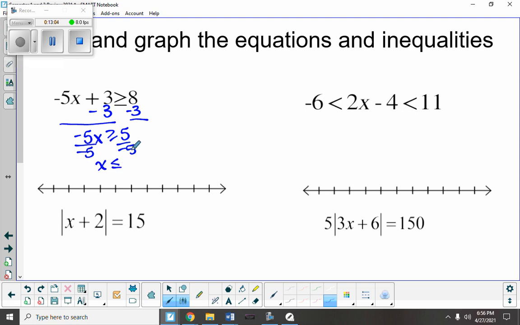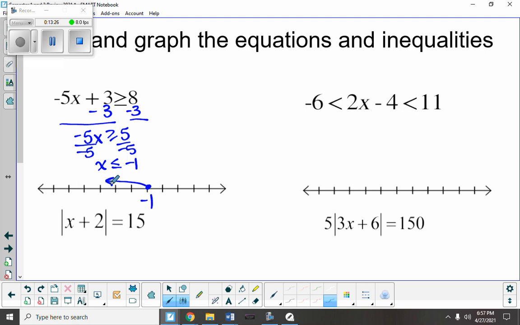So 5 divided by negative 5 is negative 1. So on your graph, if this is negative 1, this is a less than or equal to. Since it's equal, you put a closed dot. If it was only less than, it would be an open dot. And we want all the values that are less than negative 1, so that is your answer.